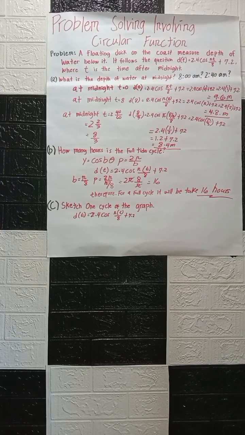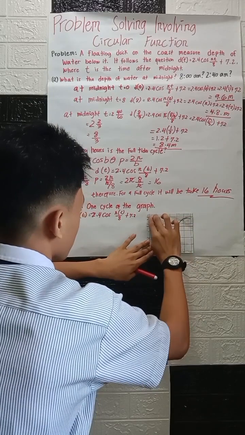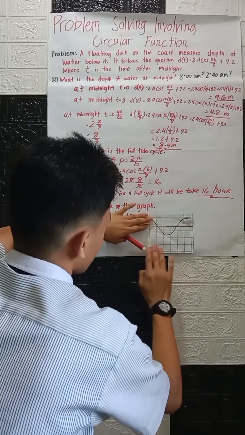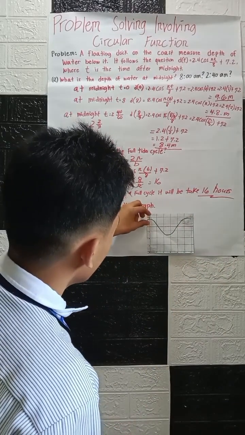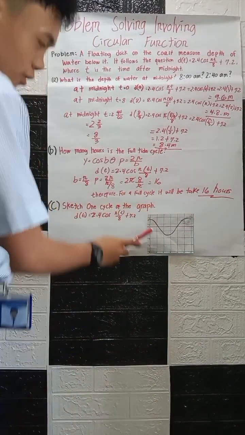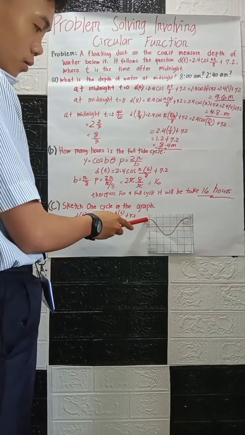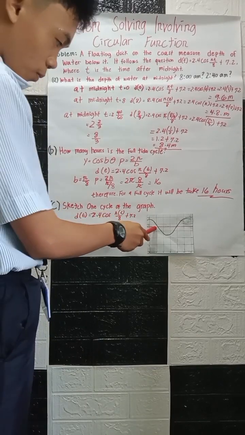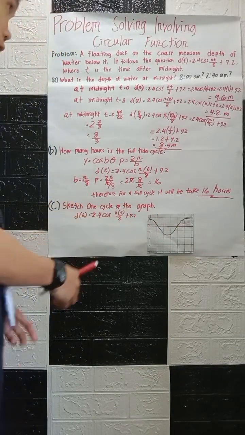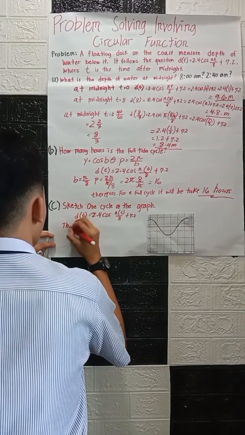If we put this in Desmos, we can get the graph. So what is the graph? So this is the graph of our equation. So this is the graph. Sorry. If you put this in Desmos, you can get this graph. And this is the 7.2, so you can get the 7.2.